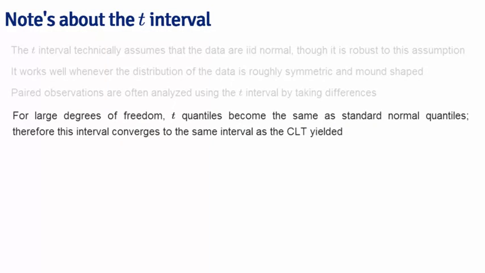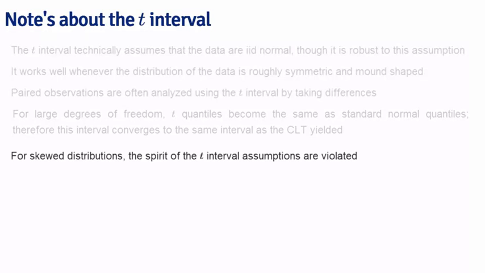For large degrees of freedom, the t-quantiles become exactly like that of the standard normal quantile, so the t-interval converges to that of the normal interval, the same one that you would obtain with the central limit theorem. Because of this, instead of picking between the t-interval and the normal interval, I always say just use the t-interval.